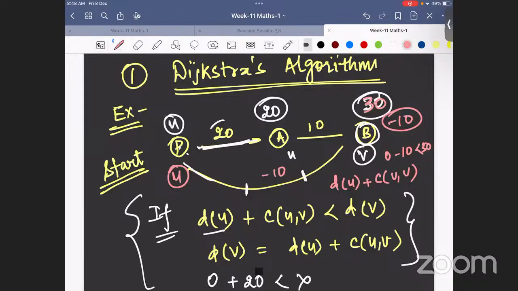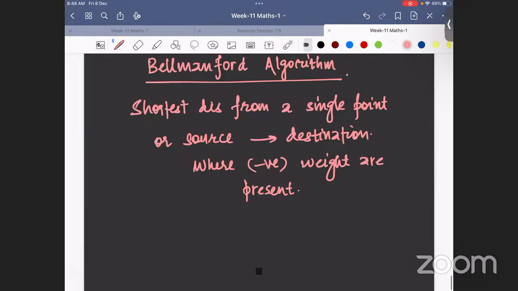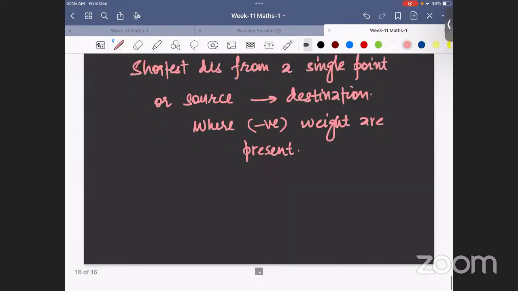So that's why we don't use this algorithm where there is a negative weight. That's why we use Bellman-Ford, because in Bellman-Ford, if we have n vertices, you have to relax every edge n minus 1 times, so that the negative weight won't affect us. Okay, so did you get it? Maybe I'll discuss that with an example.